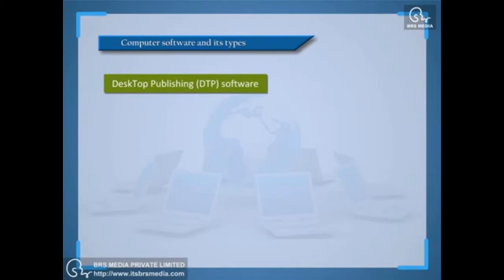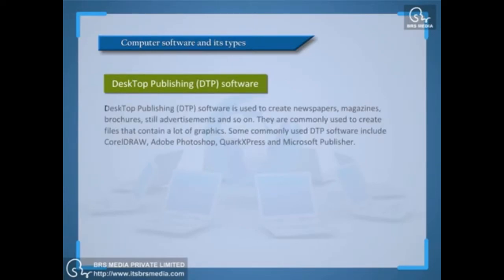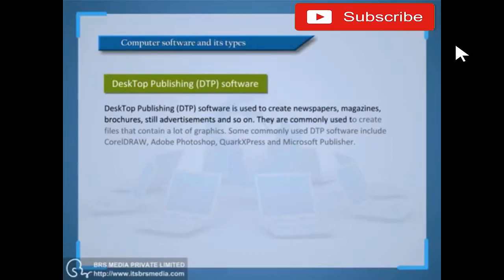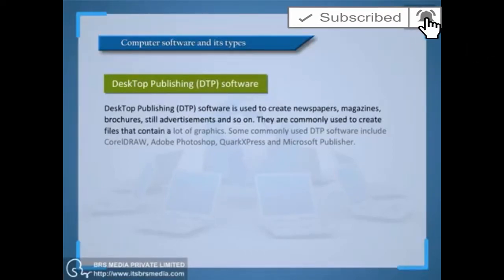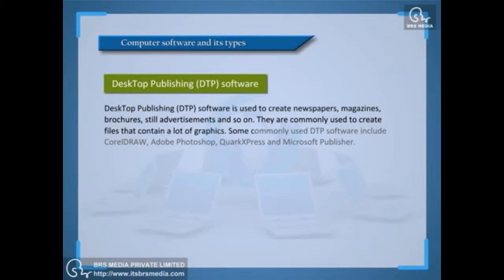Desktop publishing (DTP) software. Desktop publishing (DTP) software is used to create newspapers, magazines, brochures, still advertisements, and so on. They are commonly used to create files that contain a lot of graphics. Some commonly used DTP software include CorelDRAW, Adobe Photoshop, QuarkXPress, and Microsoft Publisher.